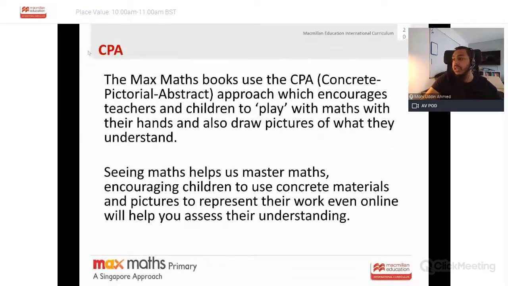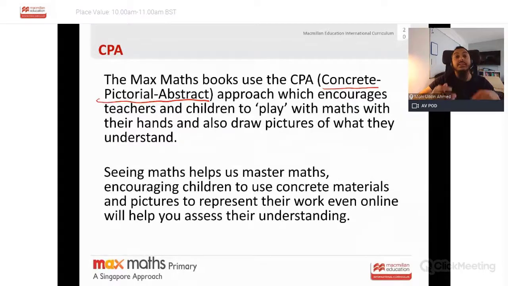So one of the key features of the Max Maths series is the fact that we use the CPA approach. If you're not sure what that means, it just stands for the Concrete Pictorial Abstract Approach, which I've written right about here. Okay, and all that means is whenever we introduce new ideas, new topics, especially at that time, we try to show these ideas, these concepts, using concrete materials.